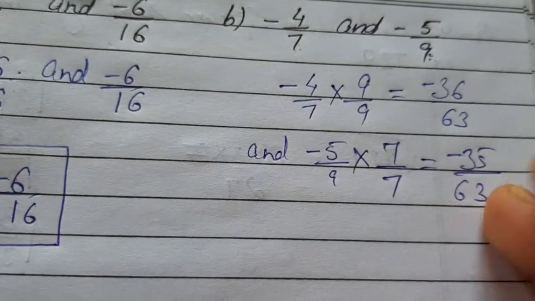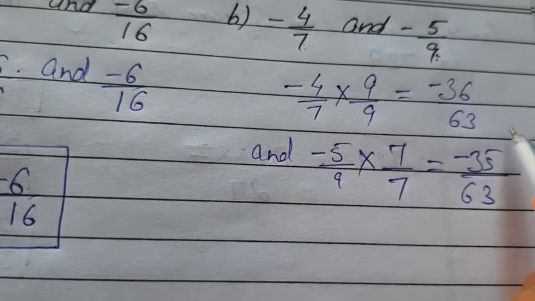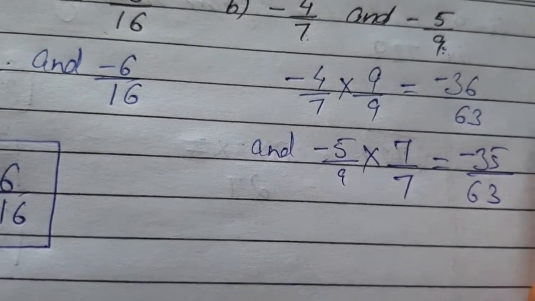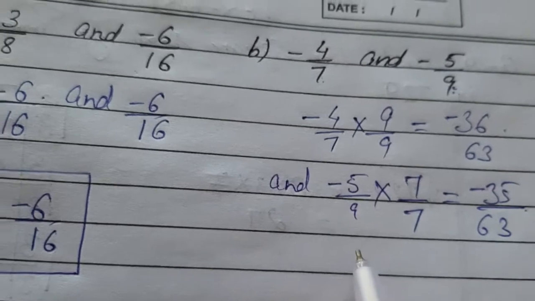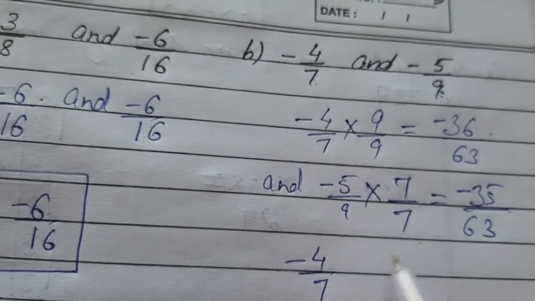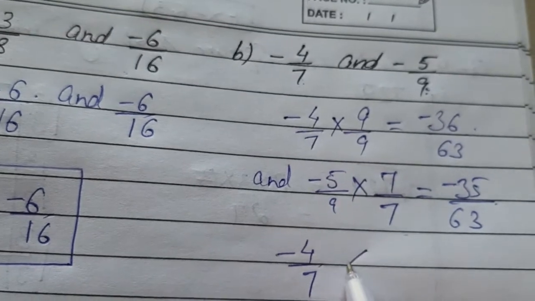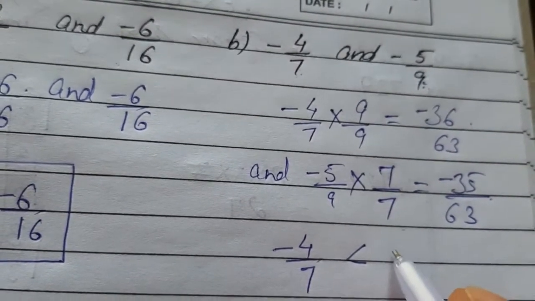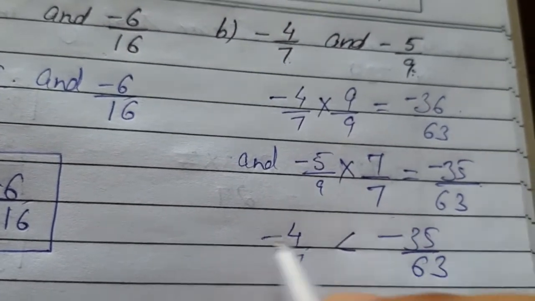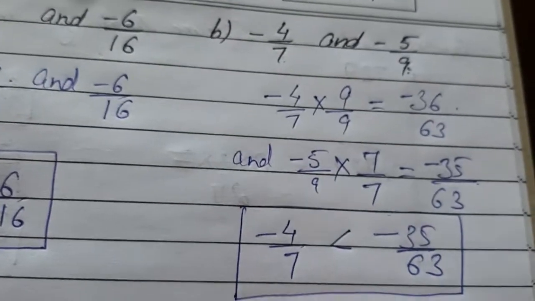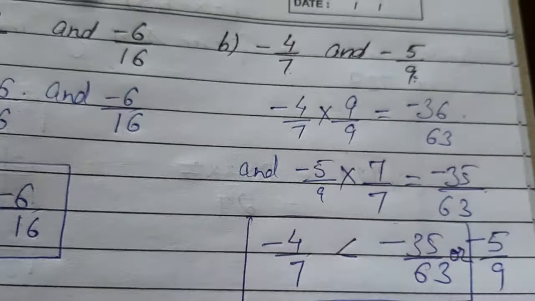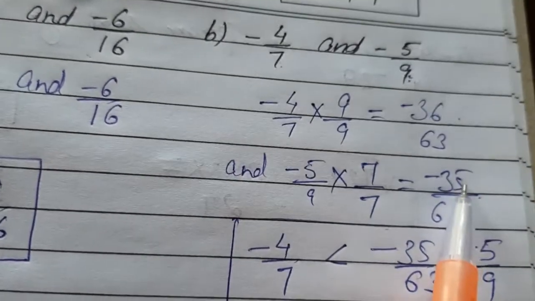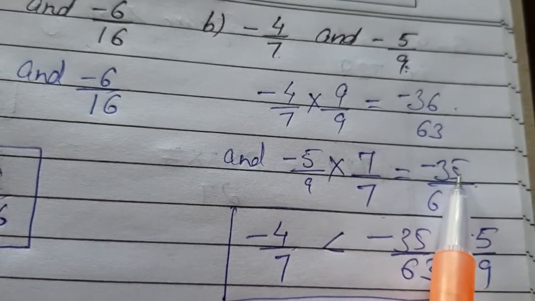Now we have to compare both the numbers, which number is greater and which number is smaller. See, this number is smaller and this number is greater because it is negative. So we will write here minus 4 by 7 is less than minus 35 by 63, or we can write minus 5 by 9. Clear? Number is smaller but negative sign is there, so that is why this number will be bigger. Clear? Let us move to the next question.